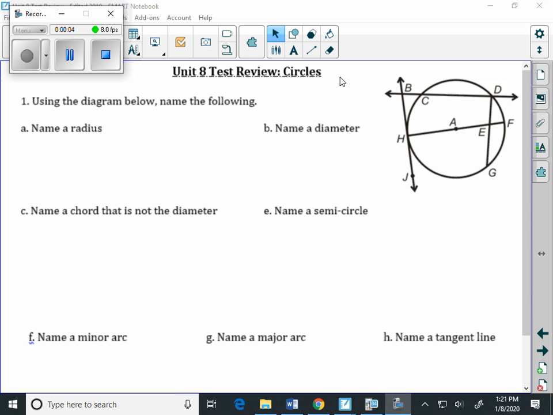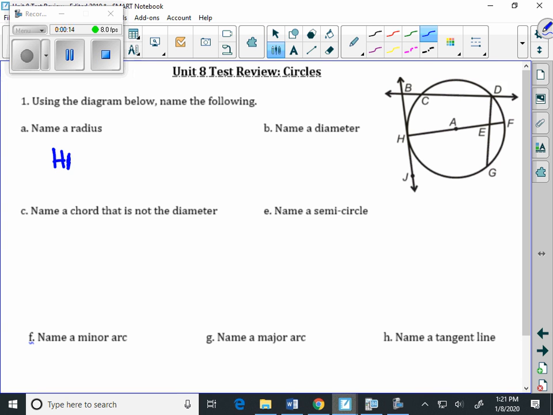Using the diagram below, or actually beside, name the following. Name a radius. Well, there's a couple of them in here. How about HA? There's another alternative where you could say AF. I believe those are the only two radii listed.